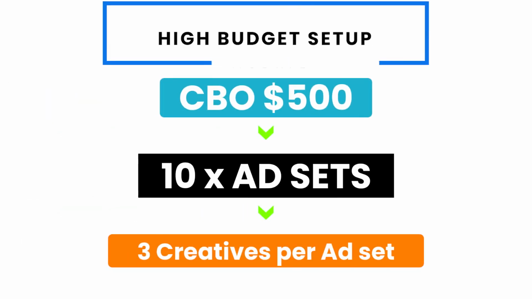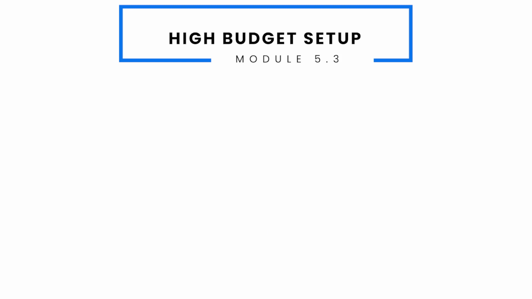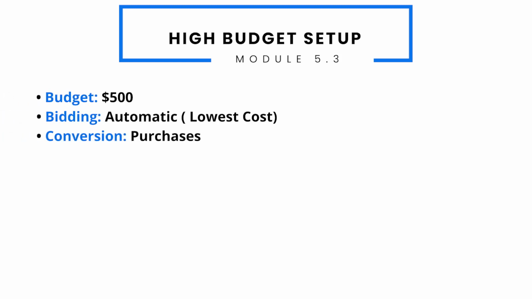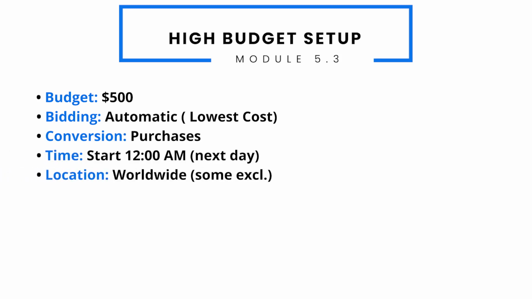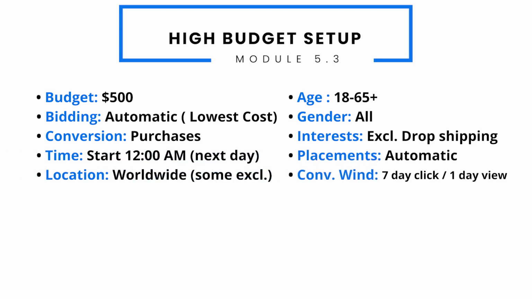The high budget setup is relatively straightforward. Your test campaign is going to be a $500 daily budget CBO. The CBO will have 10 ad sets with 3 different creatives per ad set. The settings will be as follows: budget $500, bidding automatic, conversion purchases, time start 12 a.m. the next day, location worldwide minus a few countries, age 18 to 65 plus, gender all, interest you're going to exclude dropshipping for all of them, placement automatic, conversion window 7-day click or 1-day view.